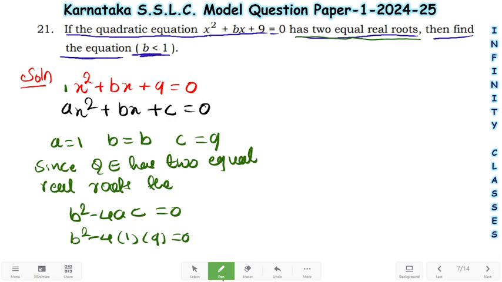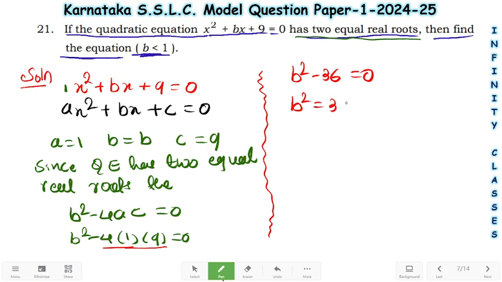Now I am going to write the remaining part of this question. On this side, b square minus 4: 1 times 4 is 4, 4 nines are 36. That is b square minus 36 is equal to 0. Then b square is equal to 36. Then b is equal to plus or minus root 36.